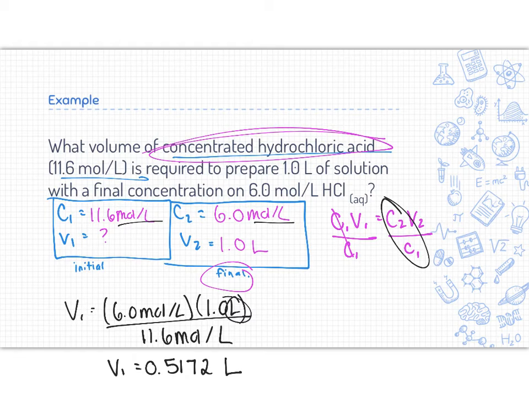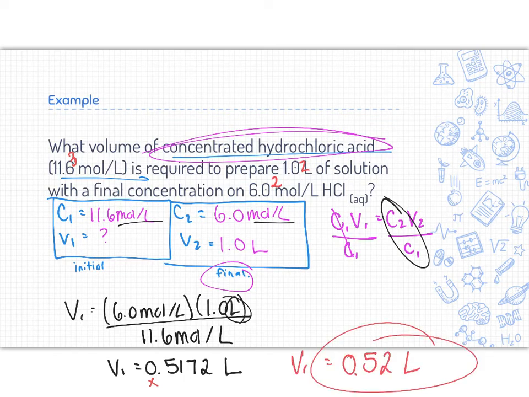We need to think about significant digits. There's 2 significant digits here, 2 here, and 3 here. So our final answer should have 2. Remember, leading zeros do not count. So V1 is equal to 0.52 liters. We need to use 0.52 liters of our 11.6 moles per liter to get a final concentration of 6 moles per liter in 1 liter.